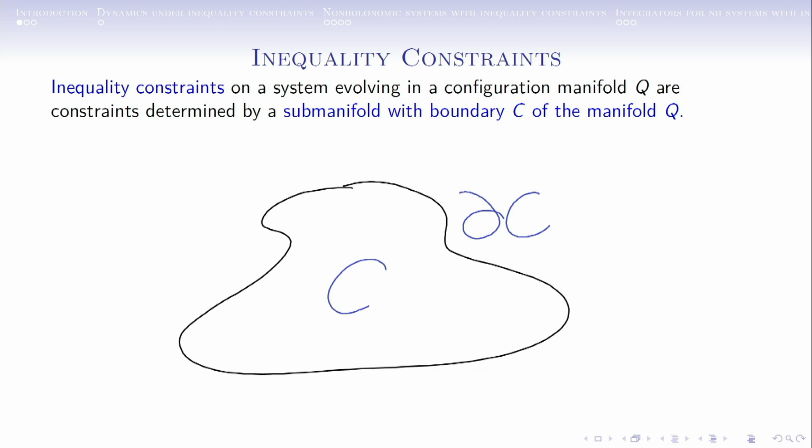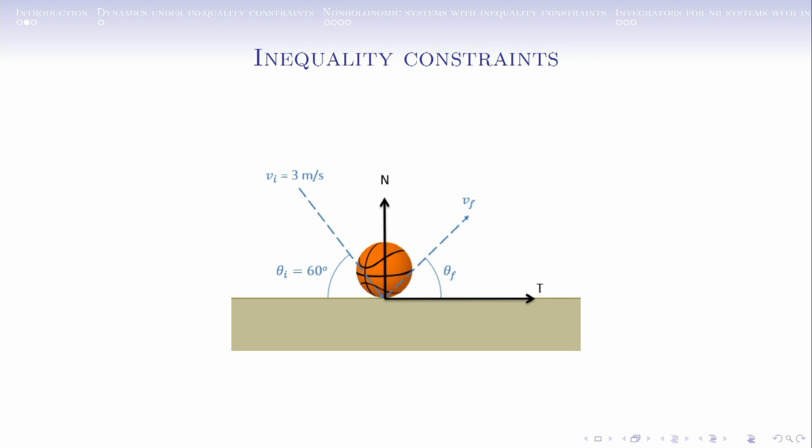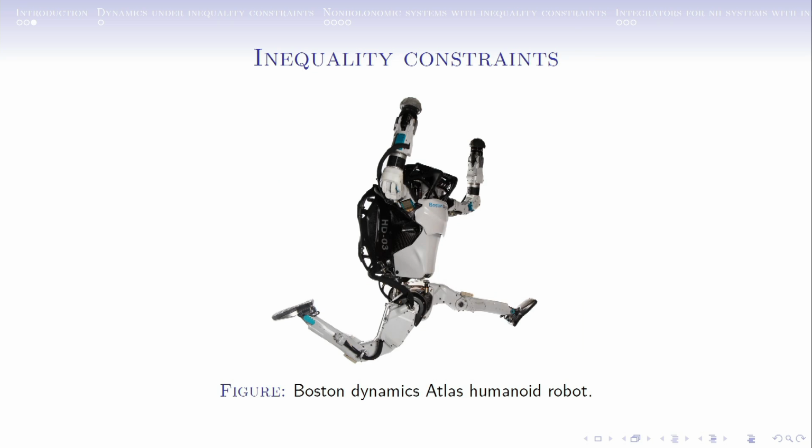But of course, examples of inequality constraints are systems with impacts, like the basketball when it hits the ground. Another example is our walking robot. Every time its foot hits the ground is also an impact condition. So this is also a system with some inequality constraints.